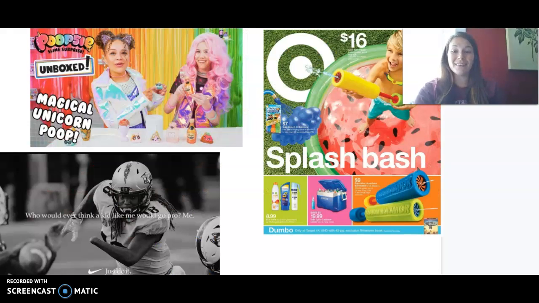The next one we see is the top left, for Poopsie's Slime Surprise. First of all, that is funny. Poopsies. I mean, it's a funny name. It gets my attention right away. You can obviously tell it's for kids because it's colorful, it's funny, it's inviting. There's a lot of different things going on. You even see a little bit of demonstration of the 2 kids playing with it. And so that's good, showing you that, hey, this is fun.